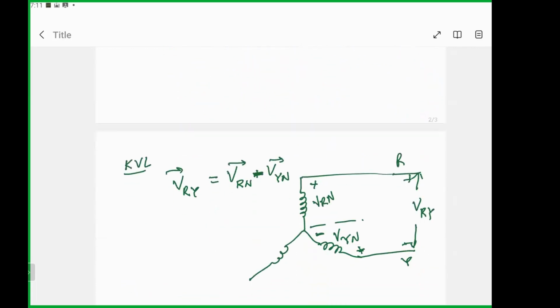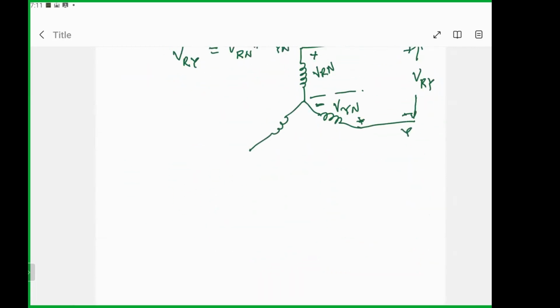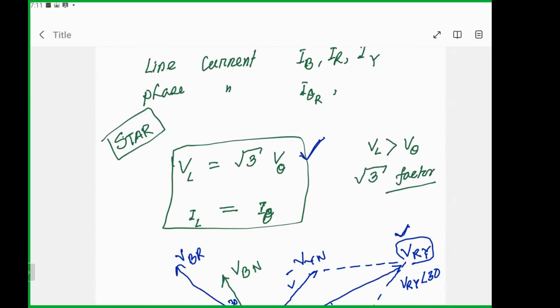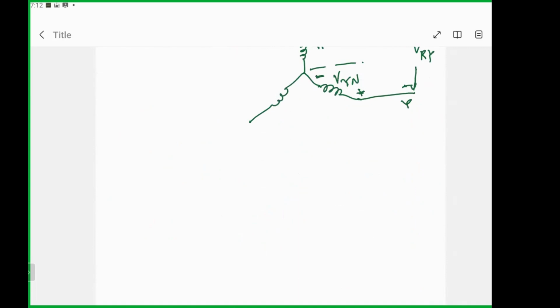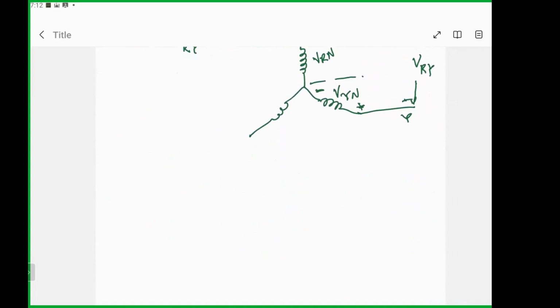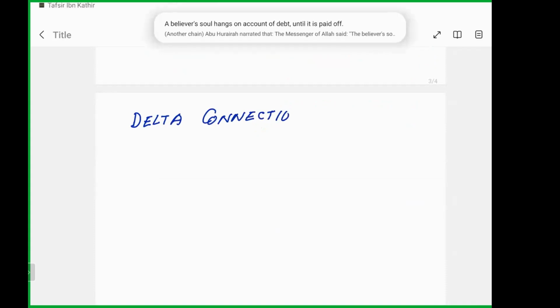No. Right. That's good. So this is about one of the connections. This is called the star connection. The other connection is the delta connection. So we'll write delta connection, or mesh connection.